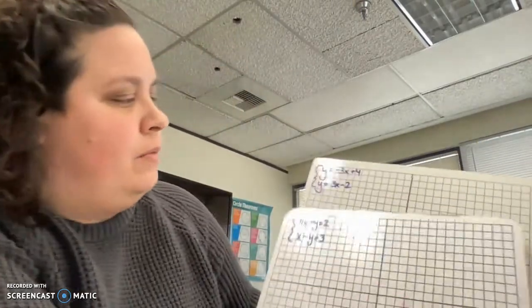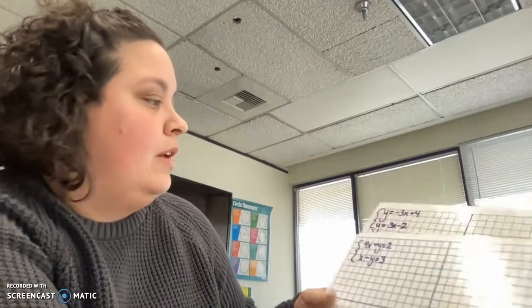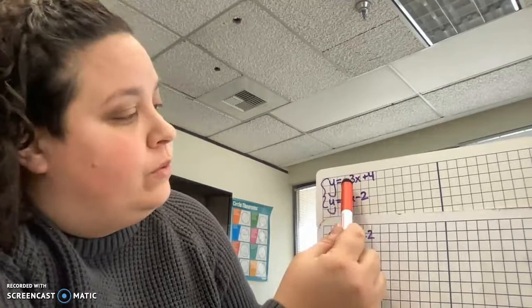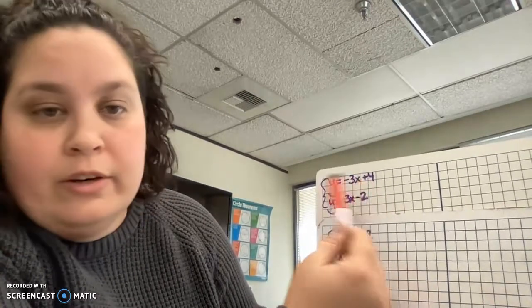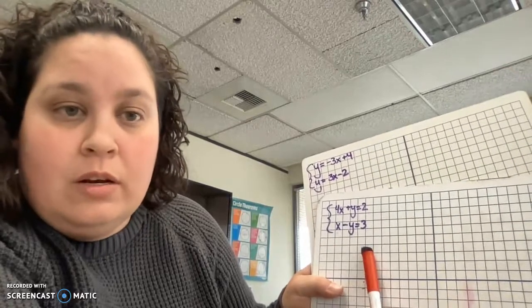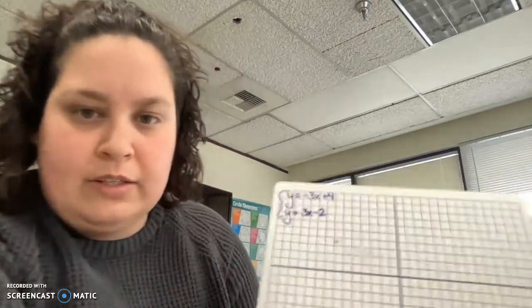If we have a problem that looks like this first one, it's written in slope-intercept form. So we can just graph our slope and our y-intercept. Or if we have an equation written like this, which is in standard form, we can find our x and our y. I'll show you how to do both for the practice, okay?